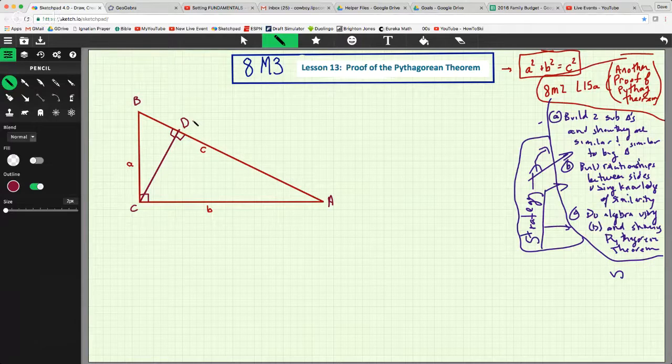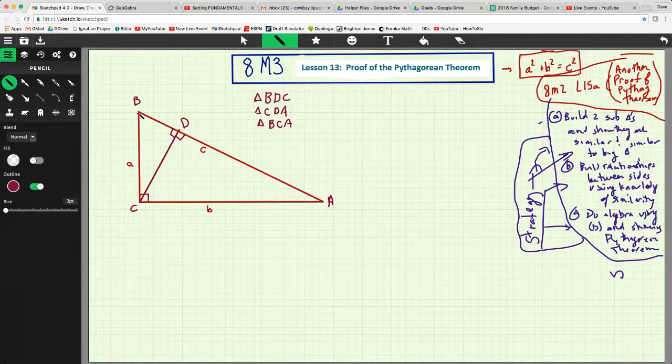Now the key. We've built two subtriangles. So we have triangle BDC, from here to here to here. We have triangle CDA, and then we have triangle BCA. So these are our triangles.